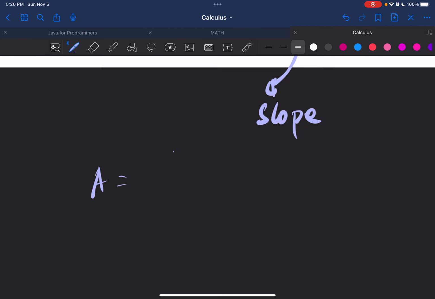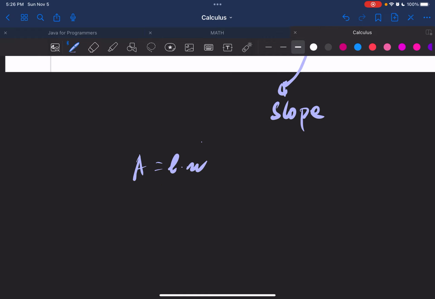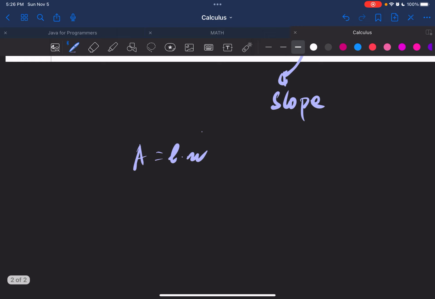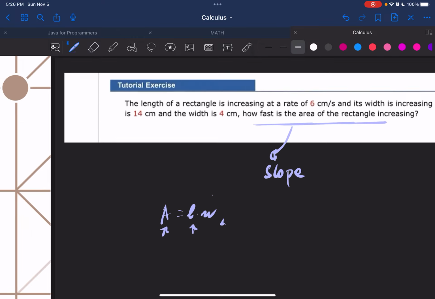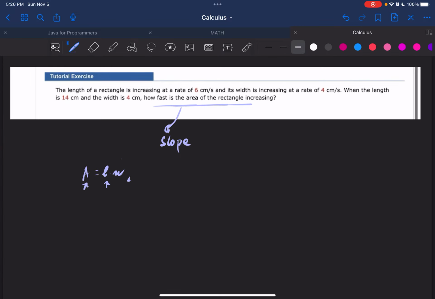So to start, I'm going to go ahead and write the formula for the area of a rectangle. I know that the area of the rectangle is the length times the width. With this in mind, I know that if A has to change, the length and the width have to change. What is very important to look at is the relationship between the area, the length, and the width. In terms of functions, the length is changing at a particular rate, and the width is also changing at a particular rate. But at a certain point where the length is 14 centimeters and the width is 4 centimeters, we have a given rate of change.